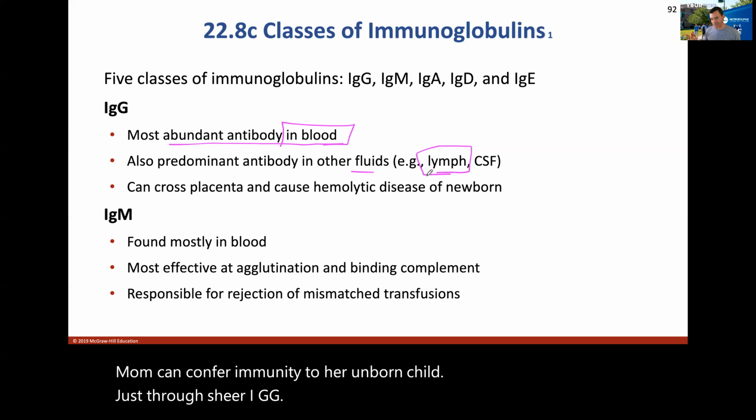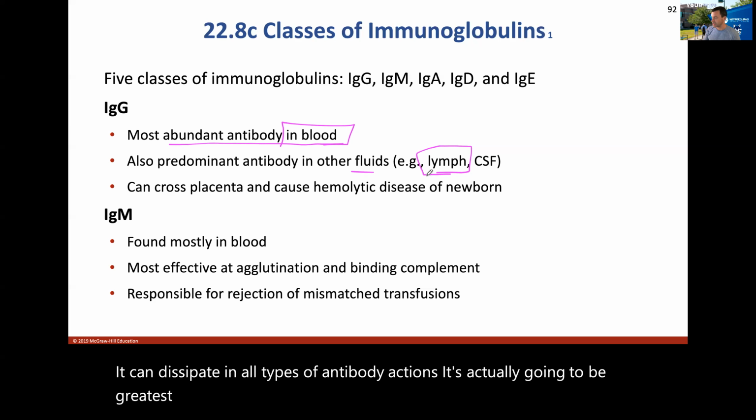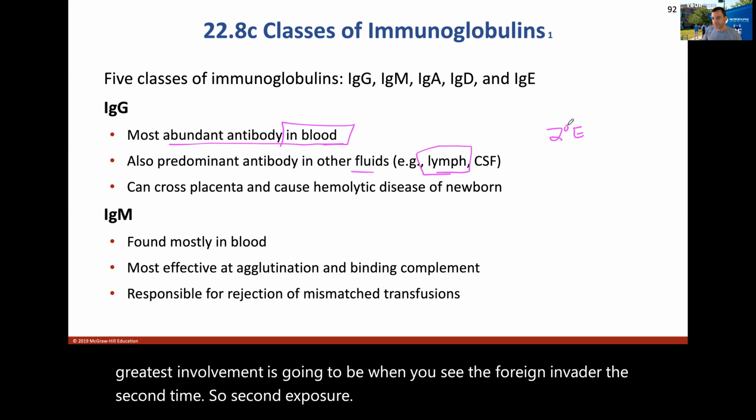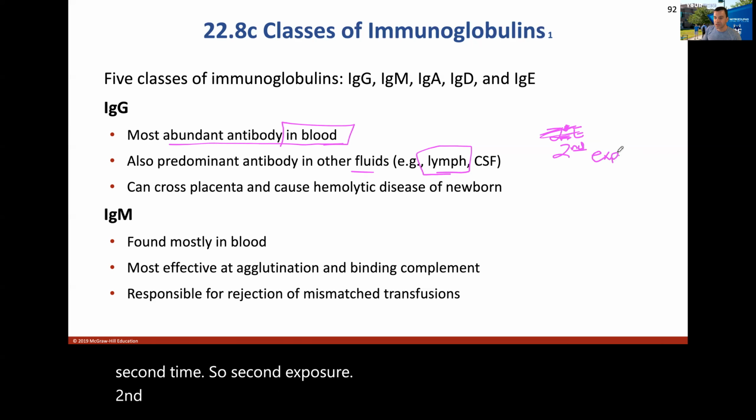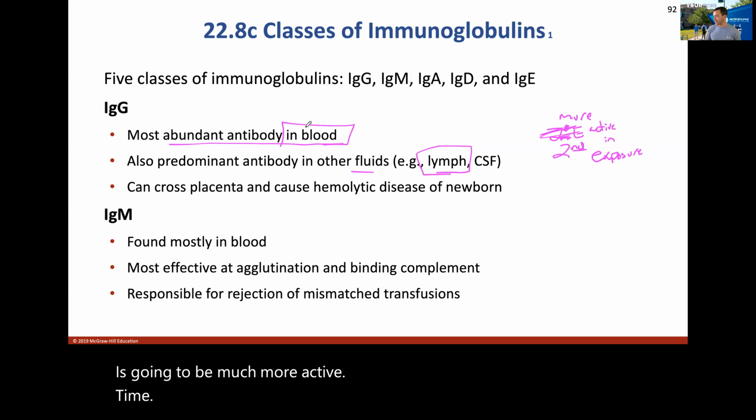It can participate in all types of antibody actions. Its greatest involvement is going to be when you see the foreign invader the second time, so second exposure is going to be much more active. So anytime you're seeing it for the second time, IgG is going to be your man.